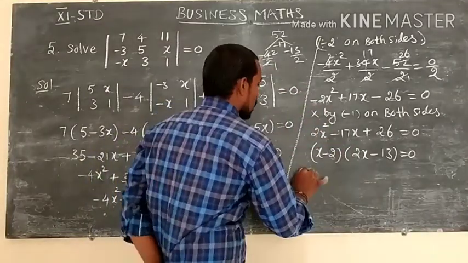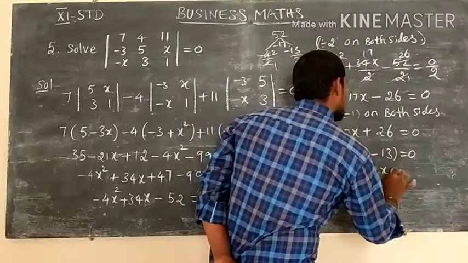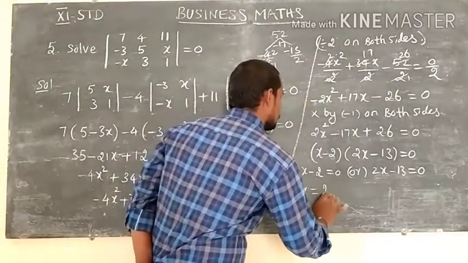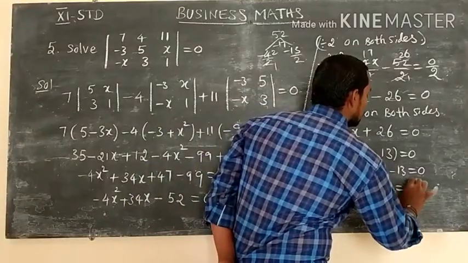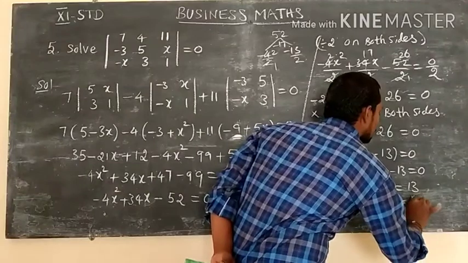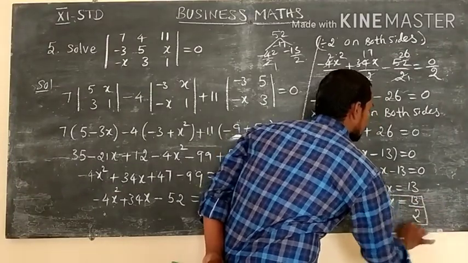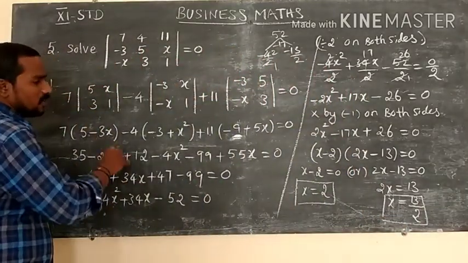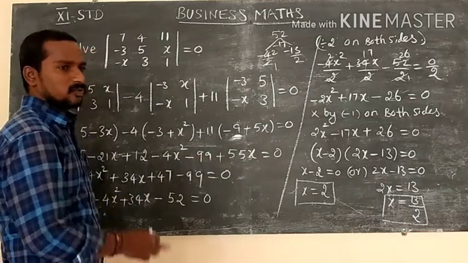So x minus 2 equal to 0 or 2x minus 13 equal to 0. So x is equal to 2. 2x equal to plus 13, making the transposition. So x is equal to 13 divided by 2. Therefore, the values of x are 2 and 13 by 2. Have you understood the answer?